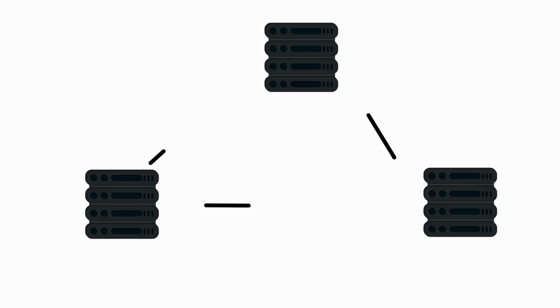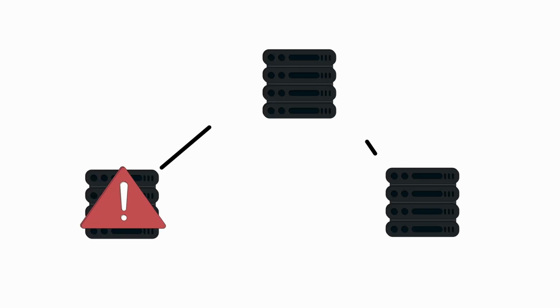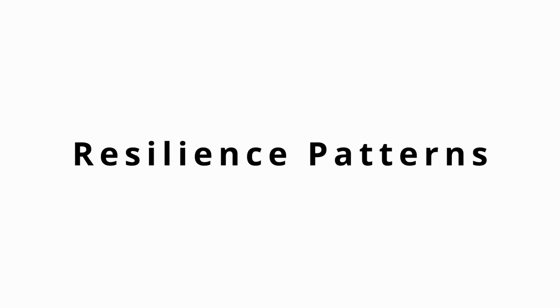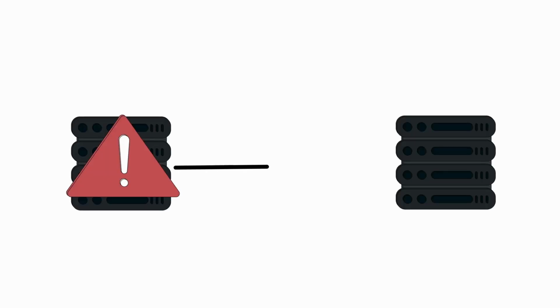In a microservice system, services will eventually fail or become slow. If one service starts failing and we keep sending it requests, it can cause a domino effect and take down the entire system. That's why we use resilience patterns. The first and most important one is the circuit breaker. Think of it like the electric fuse in your house. If a service starts failing repeatedly, the circuit breaker trips and stops all calls to that service for a short time. This gives the failing service time to recover and prevents other services from wasting resources waiting for responses that won't come.